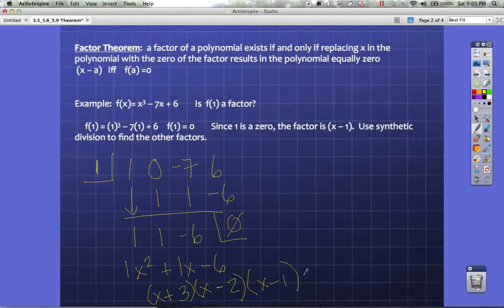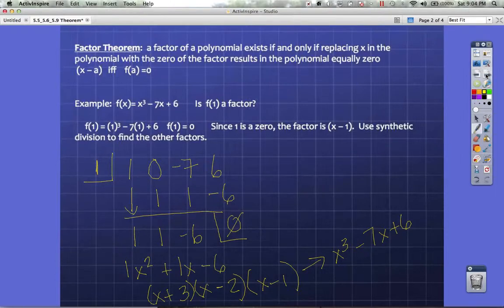So this completely factors the x cubed minus 7x plus 6. So using synthetic division will help you find all the factors if you can figure out one of the factors by plugging in and seeing if it will make 0. So that's one way of doing it, using synthetic division: you plug it in and see if it works.